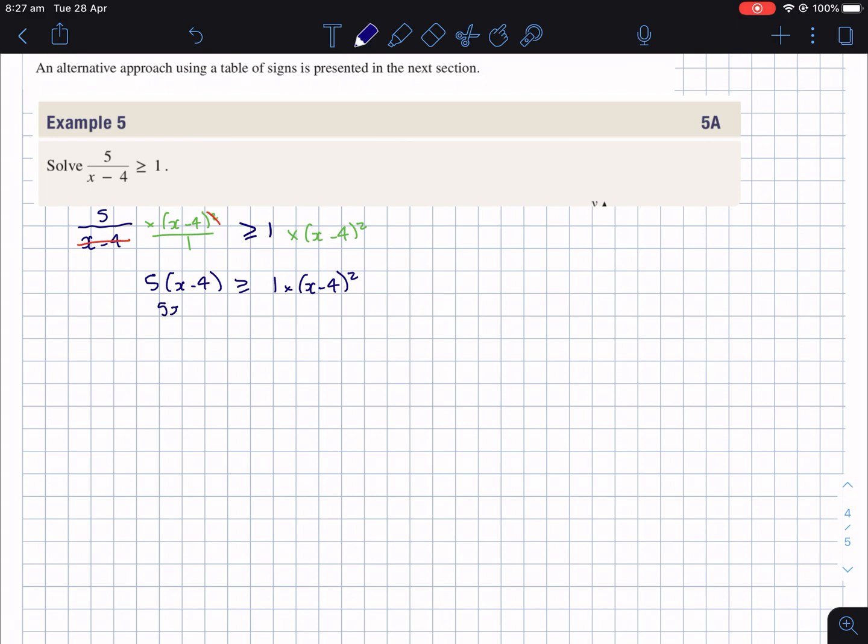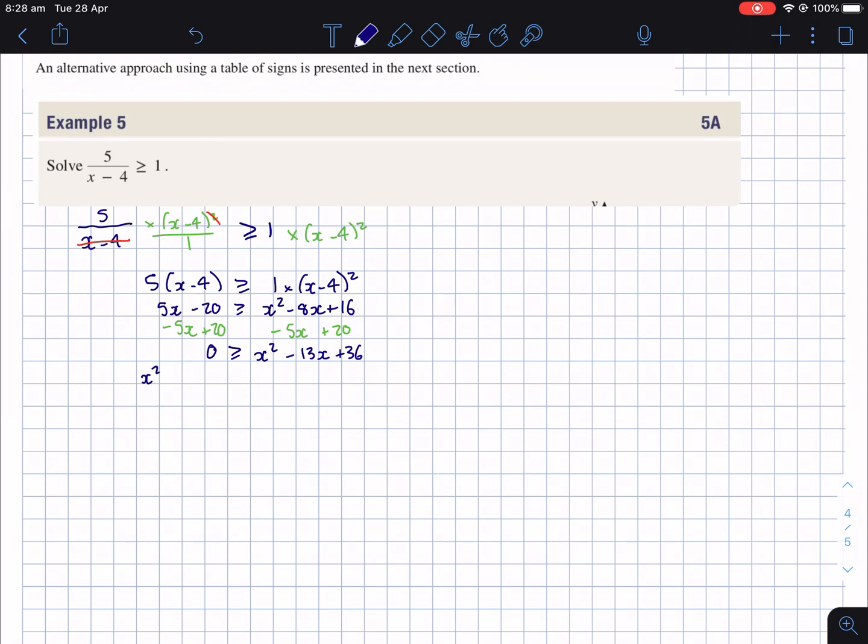So I've got 5x take 20 is greater than or equal to, well, do I need to times that by 1? No, it's x squared take 8x plus 16. And now I can start adding and subtracting, because adding and subtracting, it's not multiplying or dividing, you're not having to change the sign if it's negative. Now I can just start doing that. So we're going to subtract 5x plus 20, subtract 5x plus 20, and we're going to end up with 0 is greater than or equal to x squared take 13x plus 36.